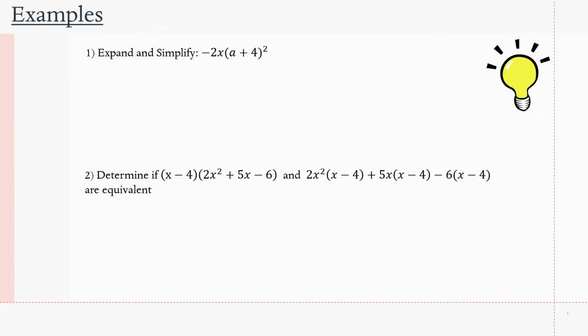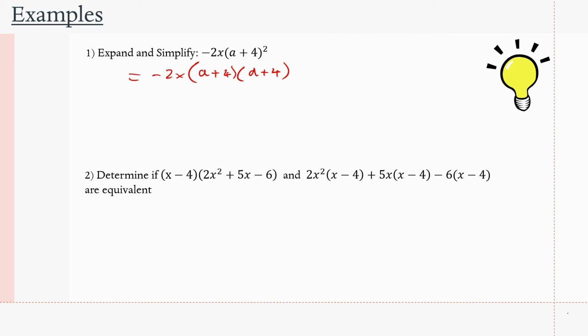So now let's get into some examples. The first example here says, expand and simplify this expression, which says negative 2x times a plus 4 all in brackets squared, which is the same thing as saying negative 2x times a plus 4 times a plus 4, right? Because when you square a number, for example, 2, it's the same thing as saying 2 times 2. So if we square a plus 4, then it's the same thing as saying a plus 4 times a plus 4, right? Same thing.